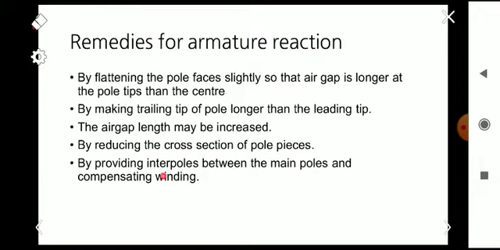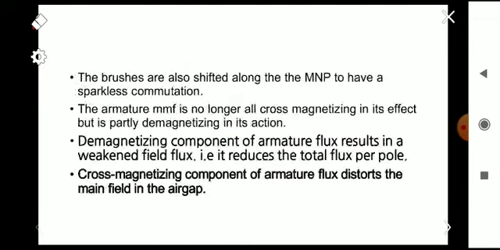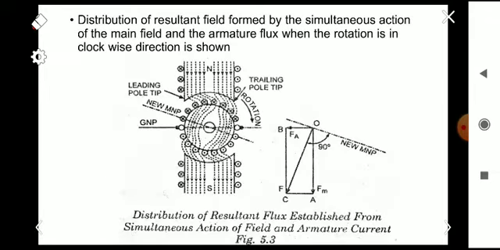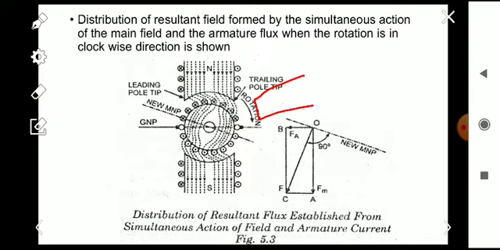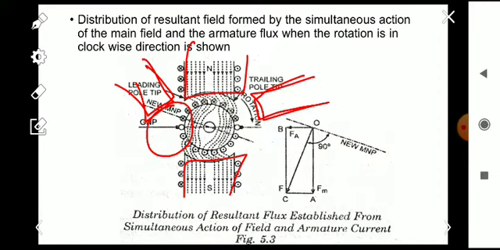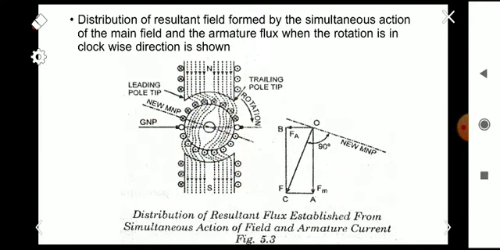And the last one is by providing interpoles between the main poles, and the compensating winding. Interpoles means we can provide interpoles in the interpolar regions, that is between the main poles. These are the main poles, so between the main poles we can provide interpoles. The interpoles will cancel the armature flux in the interpolar region.